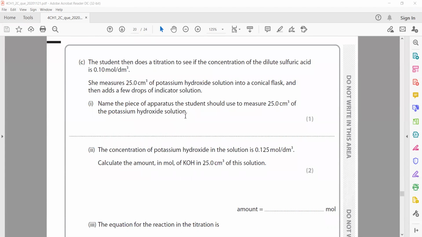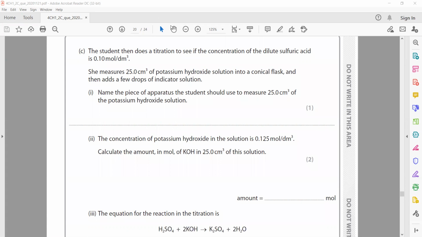The student then does a titration to see if the concentration of dilute sulfuric acid is 0.1. She measured 25 cm cube of potassium hydroxide in a conical flask and added a few drops of indicator. Name a piece of apparatus that she should use as she wants to measure exactly 25 cm cube: she can use a pipette.